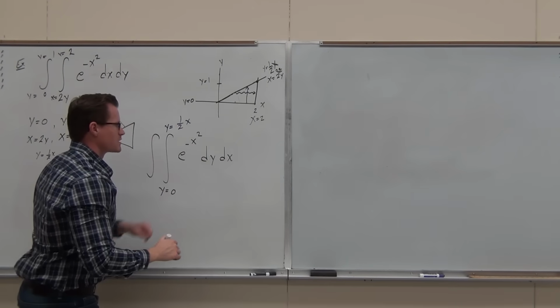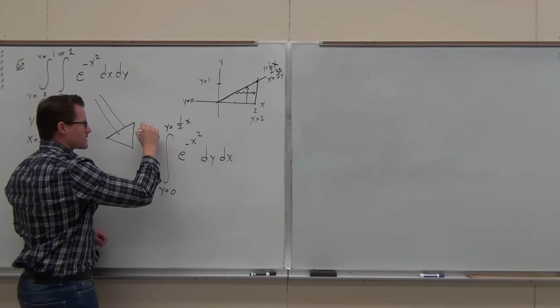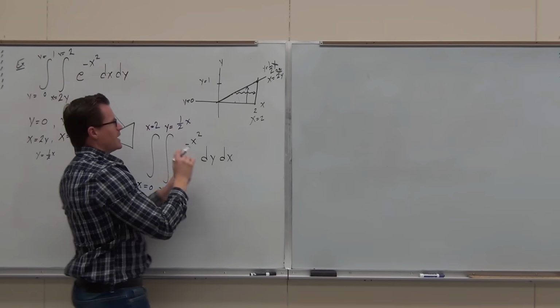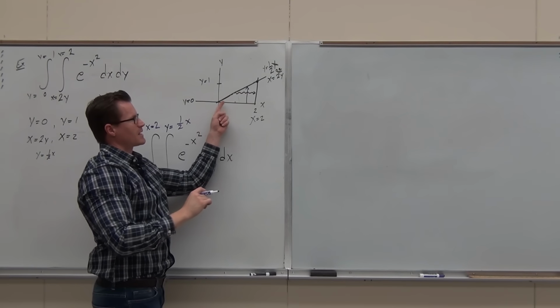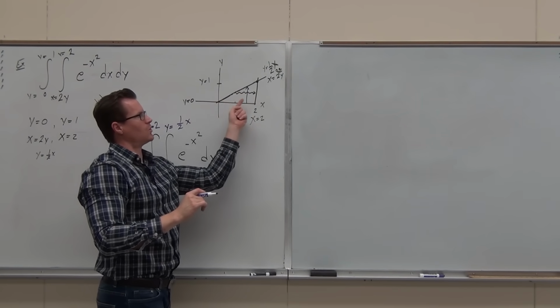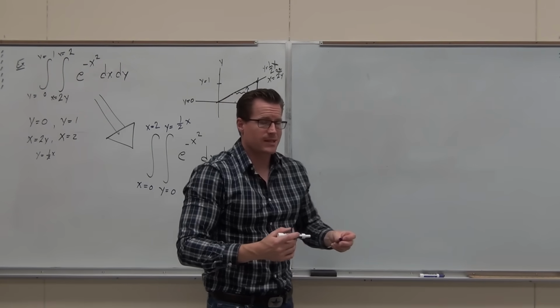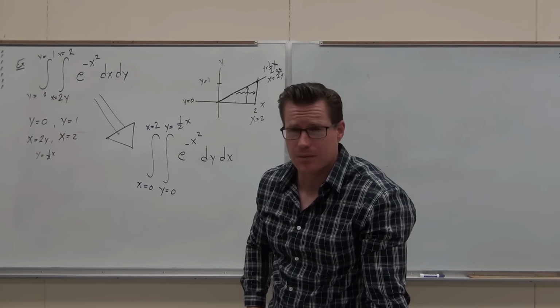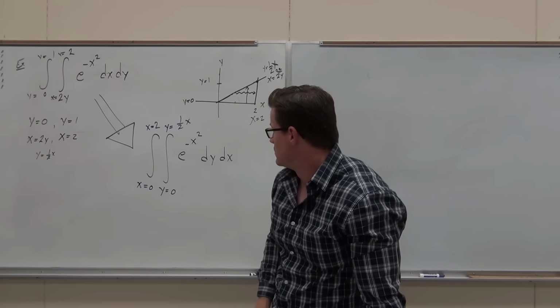Now I need constants to match up with my x. What's my x? 0 to what? 2. Yeah. My x constant is 0. My x constant is 2, and that takes me across the whole region. That's the plan. Do you feel okay with the setup? Now, could you do it?